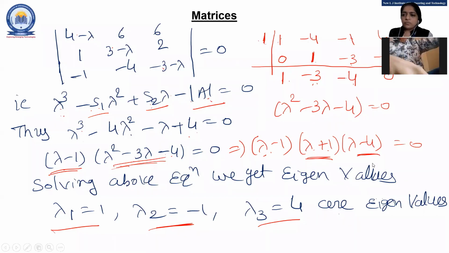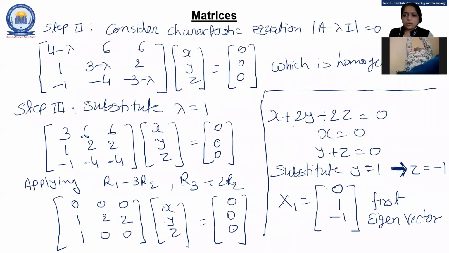So we did one task, we found the eigenvalues. Now we want to find the eigenvectors. For the eigenvector, consider the characteristic equation A minus lambda I equal to 0. So A minus lambda I is 4 minus lambda, 6, 6, 1, 3 minus lambda, 2, -1, -4, -3 minus lambda, times XYZ equal to 0, which is a homogeneous equation. If the right hand side is 0, the constant term is 0, so it is a homogeneous equation. Students, this is the rule.